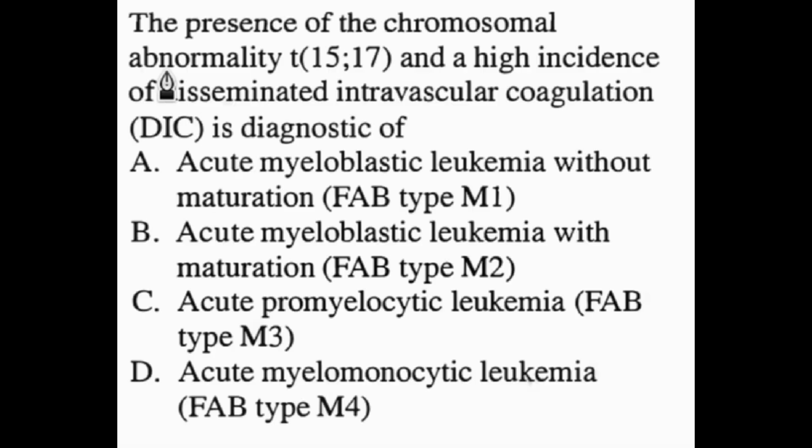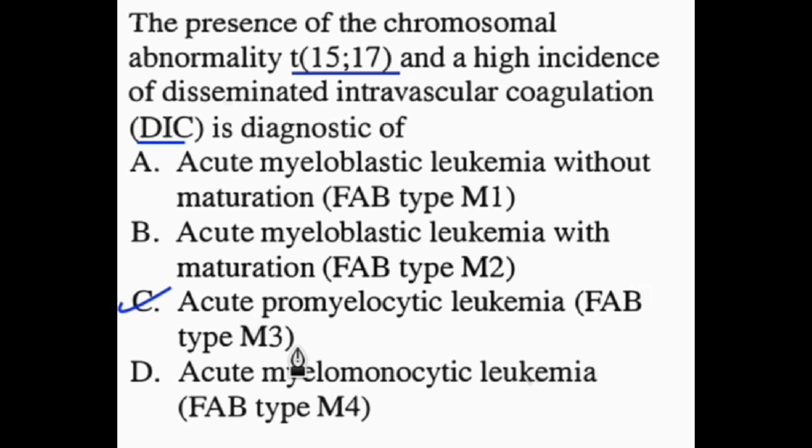Question. The presence of the chromosomal abnormality t(15;17) and a high incidence of disseminated intravascular coagulation, DIC, is diagnostic of. The correct answer is C. Acute promyelocytic leukemia, FAB type M3.